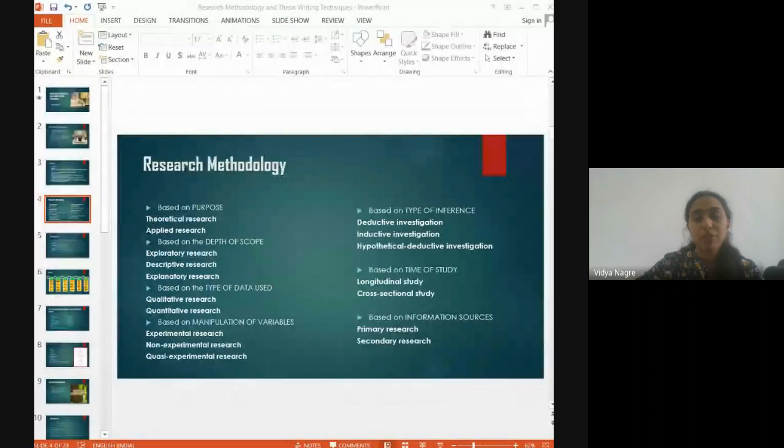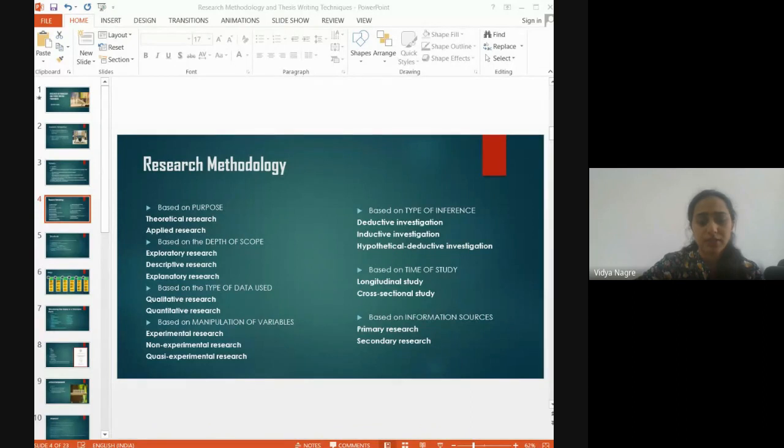Thereafter is manipulation of variables: experimental research and non-experimental research. Under experimental research, an example is an experiment to test a new drug on patients. Before any medication or medical drug is launched into the market, it is tested on animals like rats and rabbits, to see if it is human friendly and not going to cause any side effect on the human body. So this is what basically comes under experimental research.